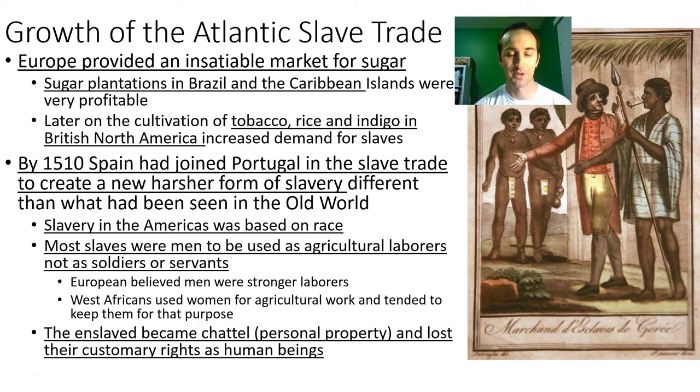The enslaved became chattel slavery. Chattel is from the root word for cattle, so they're treated as animals, cows, work beasts. And so they're serving as personal property, and they lose their customary rights as human beings. They're served as chattel, as something lesser.